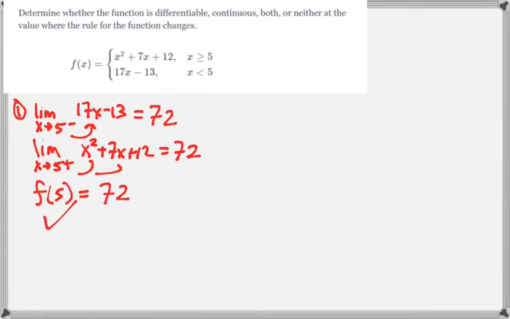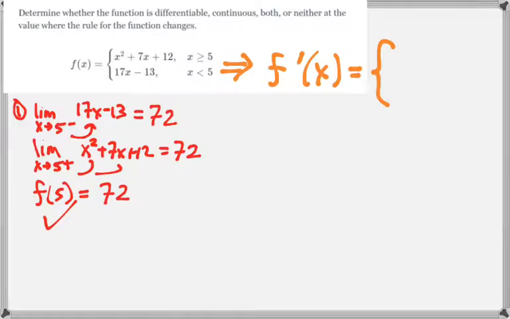So that requires taking the derivative. So let's go ahead and take the derivative of this piecewise function. Now that may seem like an exotic step, but it's not really that odd. The derivative of this function is also going to be a piecewise function, and guess what? It'll be the derivative of each piece. So x squared plus 7x plus 12, well, that would just be 2x plus 7. And 17x minus 13, well, it's a linear function, and its derivative or slope is 17. And each of these rules is valid in the same place as before. x is greater than or equal to 5, which I'm running off the screen here. And in this case, x is less than 5.